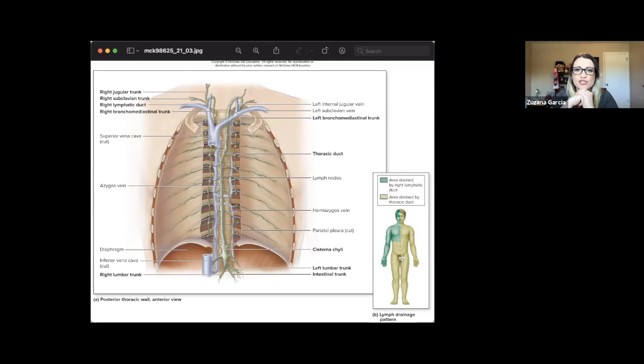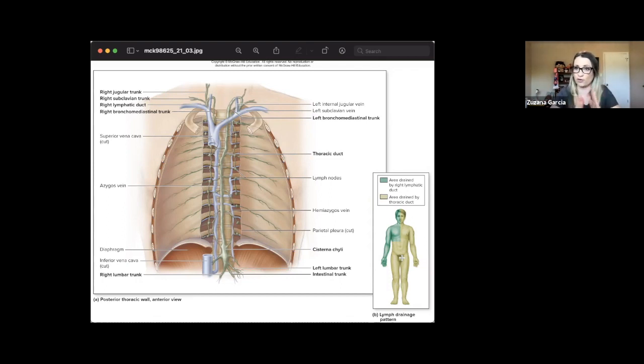One big thing about this image is the little green man on the bottom right and his different shades of green. These shades represent the areas that the different ducts are draining. When we say drain, it means the duct is receiving or collecting lymph from that area. Your right lymphatic duct is only going to receive lymph from your upper right quadrant: the right side of the head and neck, the right side of your thorax, and your right arm. Everything else, the rest of your body, is drained by the thoracic duct. So the lymph from the light green area is what the thoracic duct collects.